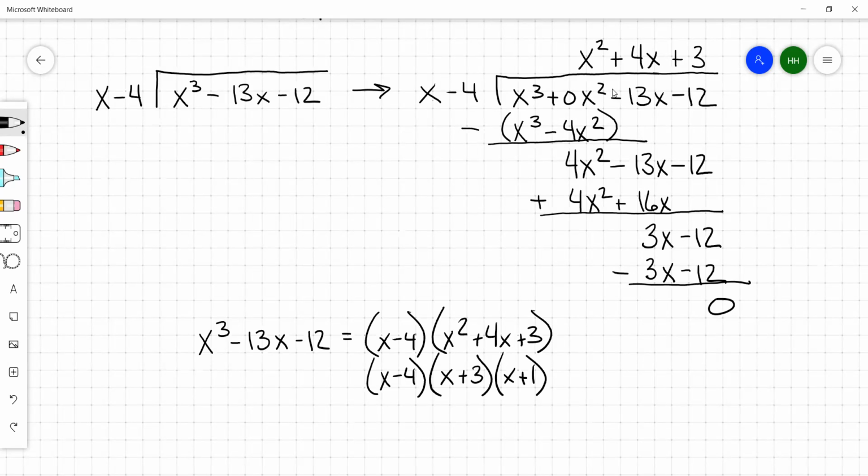Any questions on that? Pretty straightforward. Again, one of the biggest keys is to try to keep your papers as organized as possible, especially vertically here, because if you start getting out of alignment, things can get messy in a hurry. So that's all we got for today.